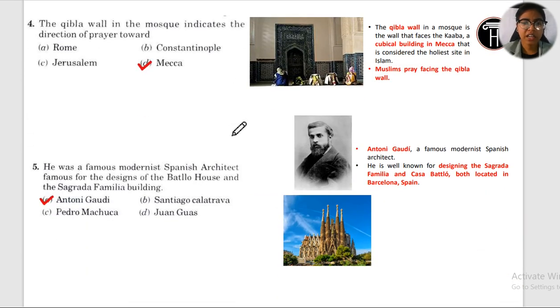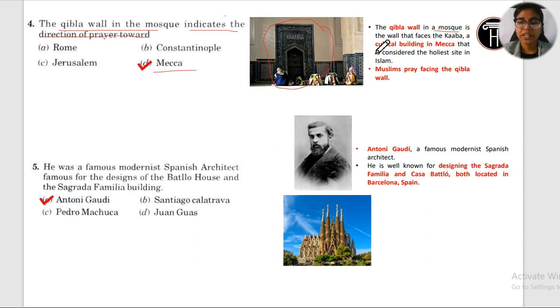Next question we have, the Qibla wall in the mosque indicates the direction of prayer towards. So it indicates the direction of prayer towards Makkah. See, this is your Qibla wall. This wall exists in every mosque, and it is in the west direction.